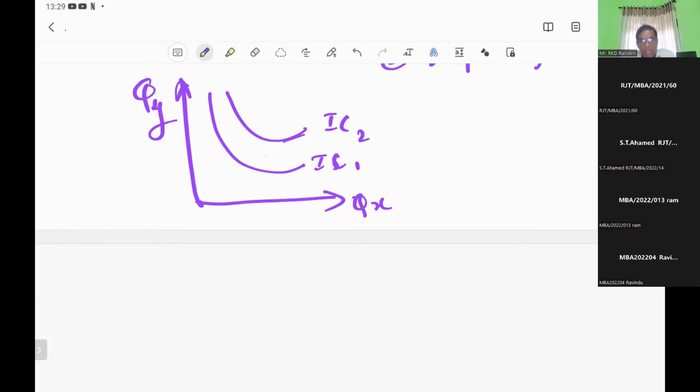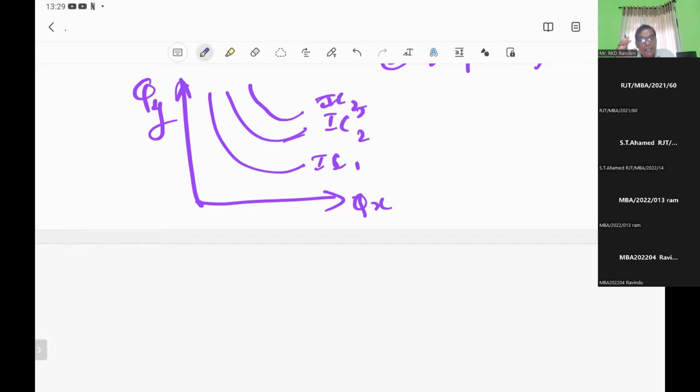Now this is the indifference curve map. If you can reach a higher level of indifference curve, you can make more utility, more satisfaction. Then consumers prefer to go higher and higher. He very much prefers to reach a higher level of indifference curve because he can make more satisfaction.